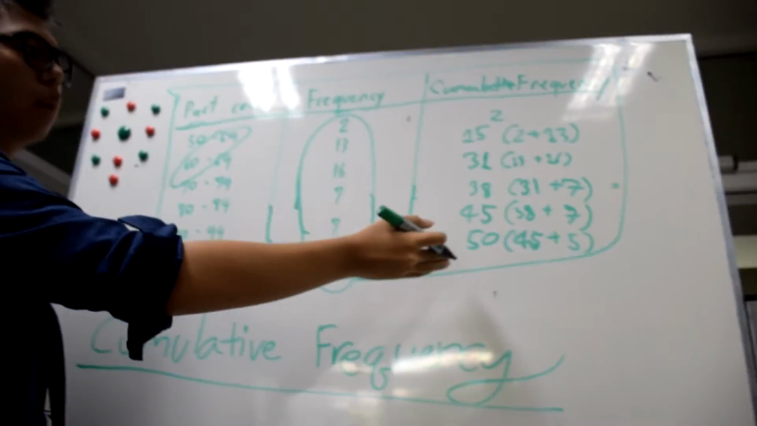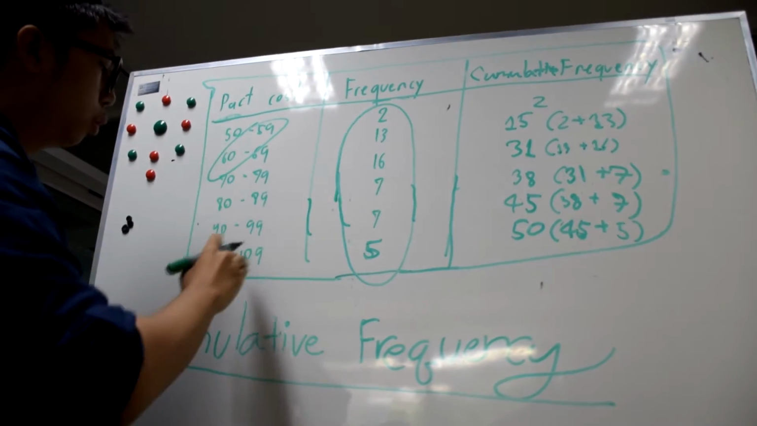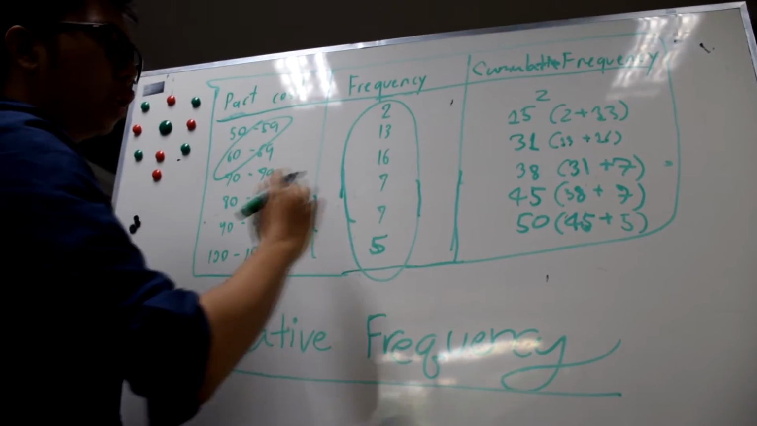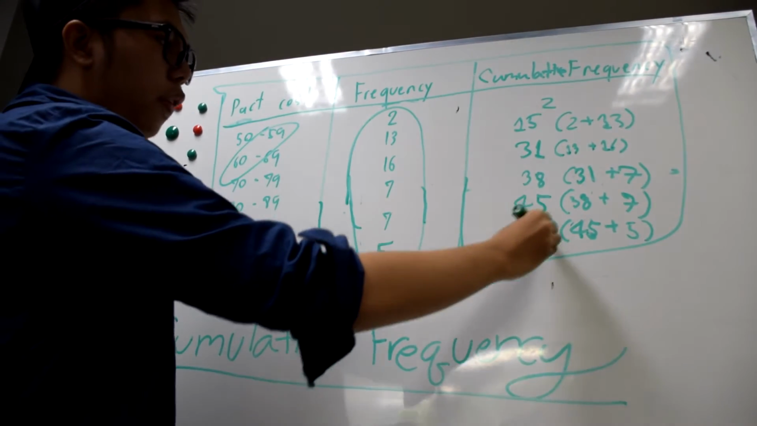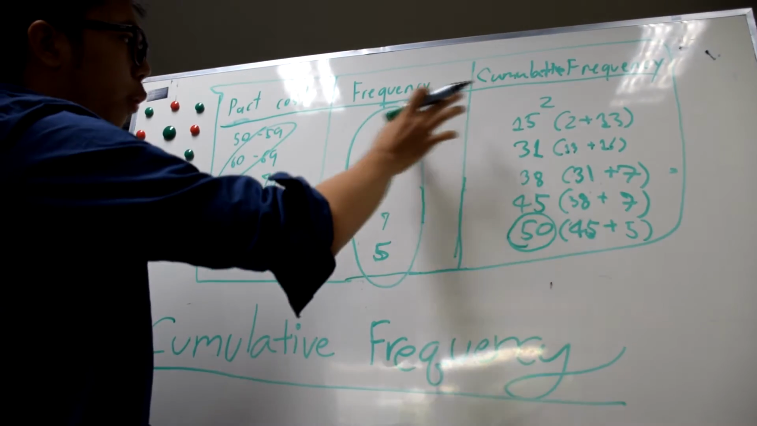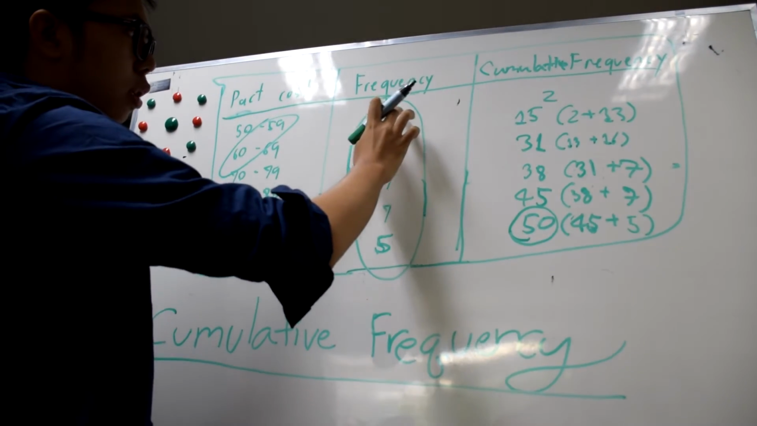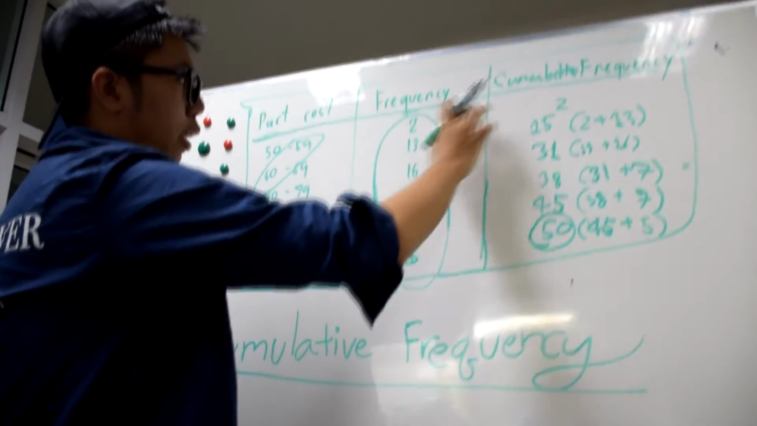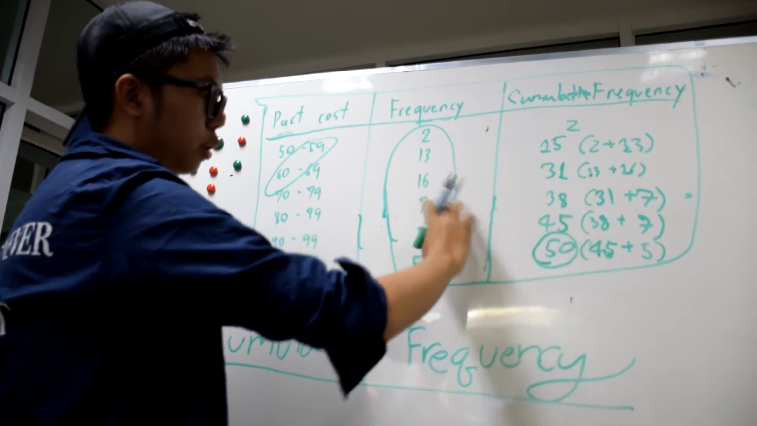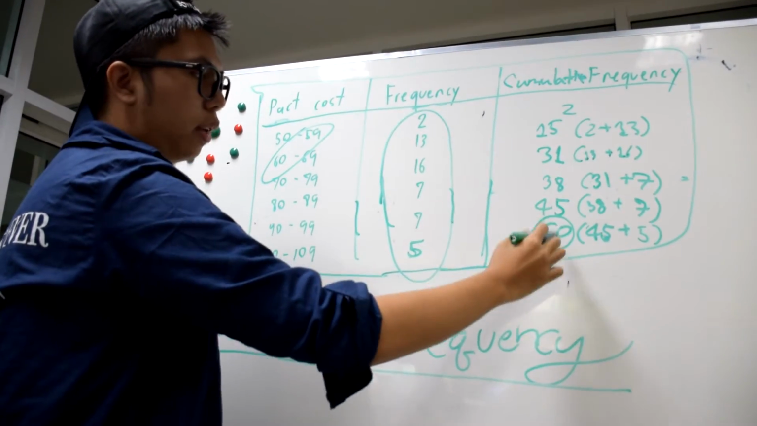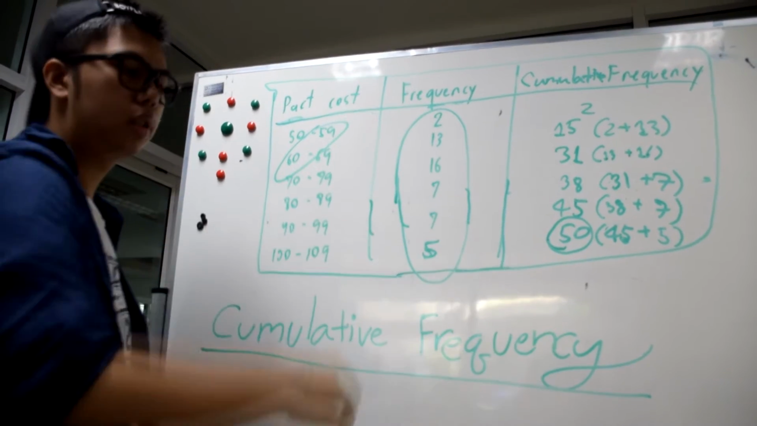So here is the example of cumulative frequency from 50 to 109. The cumulative frequency will equal 50 since we sum all of these together. The first one is 2, and then 2 plus 13 equals 15, 15 plus 16 equals 31, and so on. Finally we get 50 for the data given.